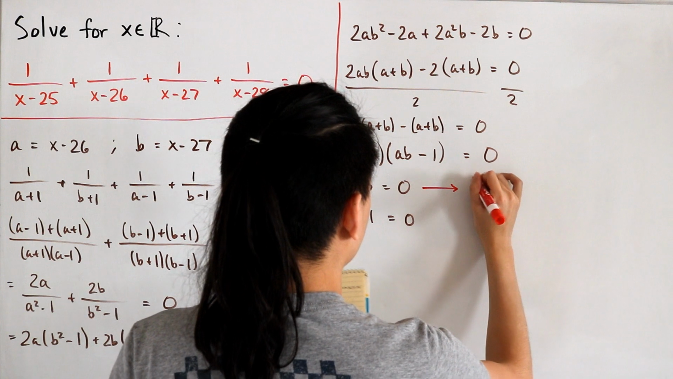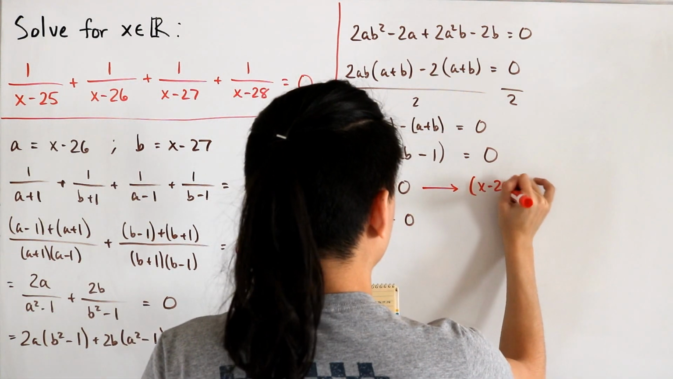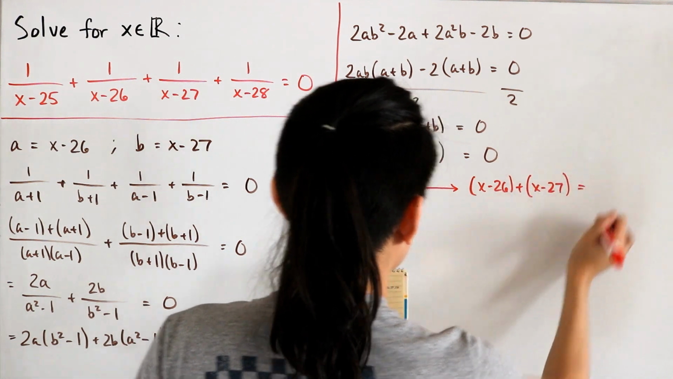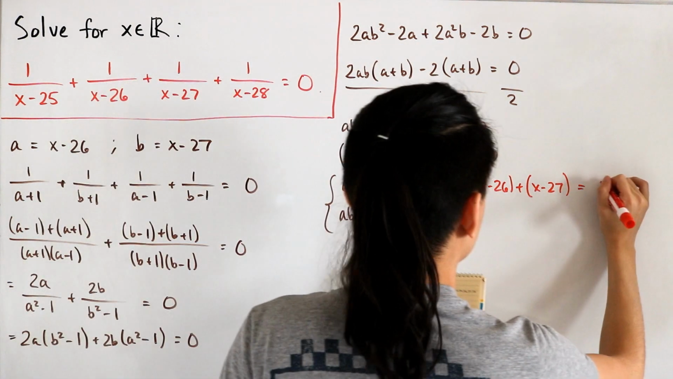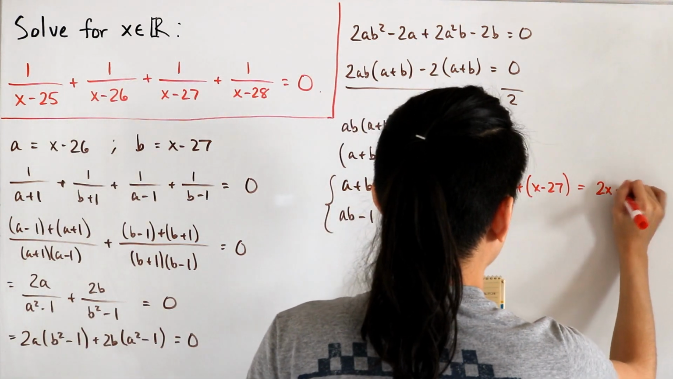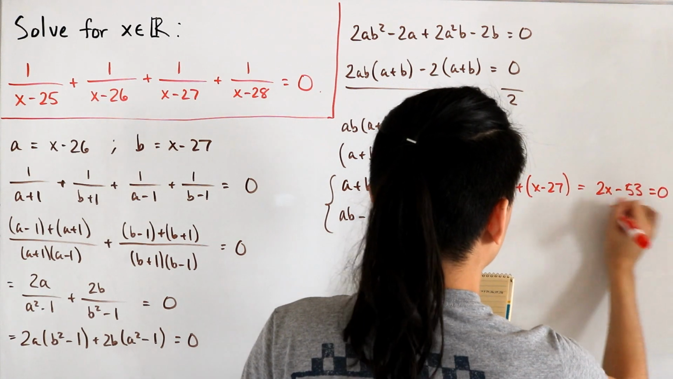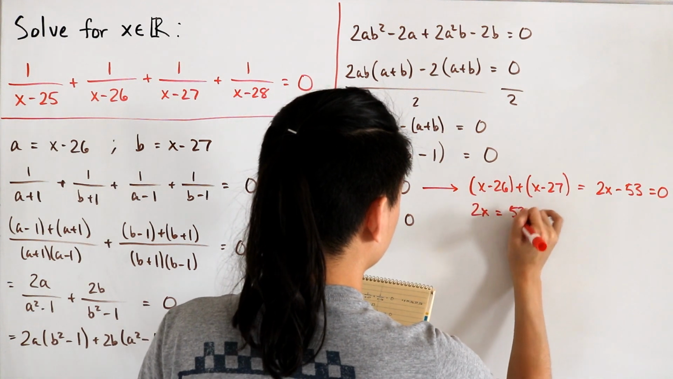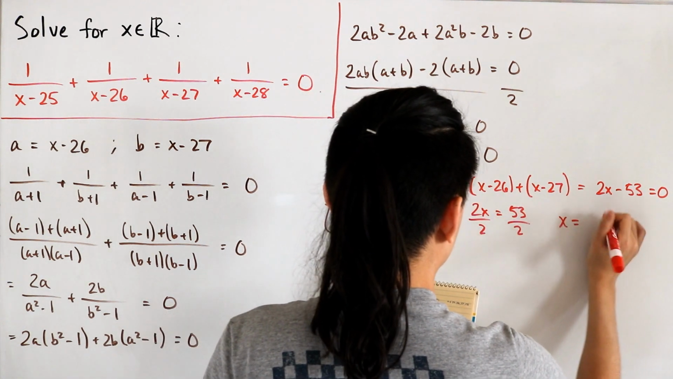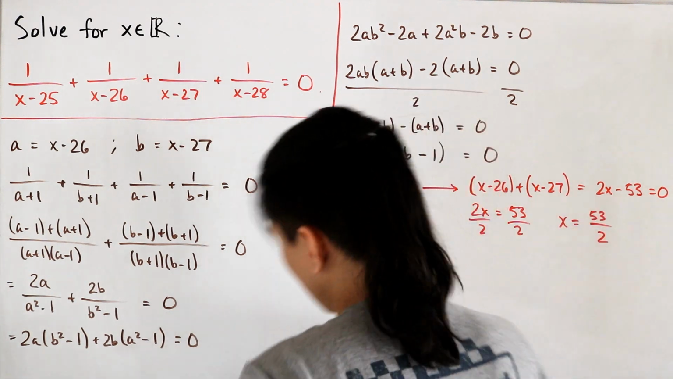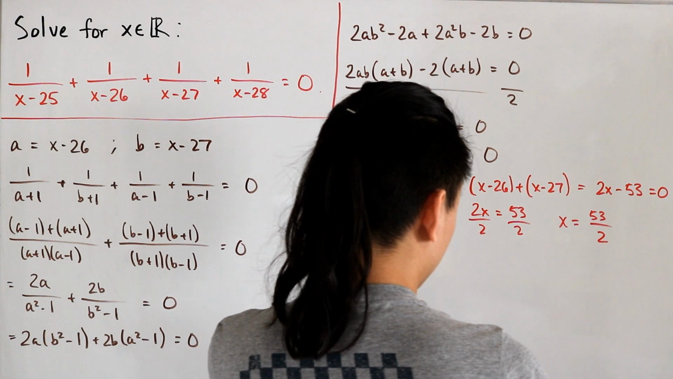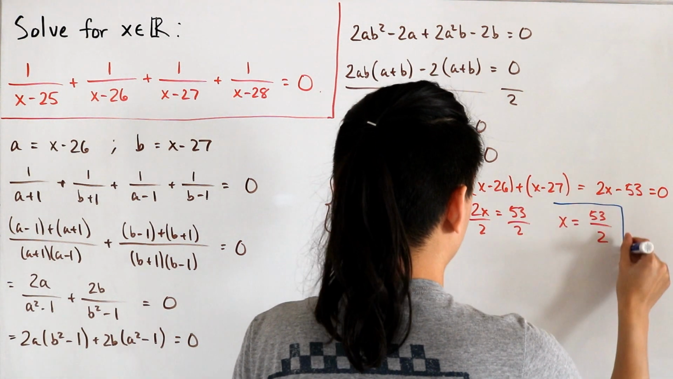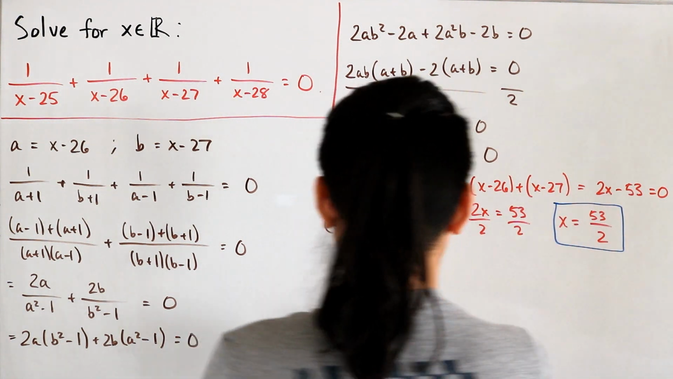So that means we said a is x minus 26. Then we add this with, we said b is x minus 27. If you solve this out, we have 2x and then minus 26 plus minus 27, so minus 53 equals 0. Add the 53 to both sides, so 2x equals 53. Divide by 2 on both sides, and so we have x is equal to 53 divided by 2. And so we found our first solution. We're not done yet because we still have to figure out our solutions for this equation over here. So let me box this first to say that we found our real solution for this equation.